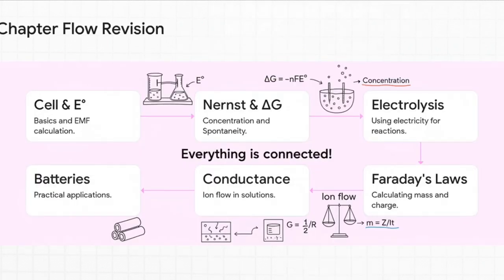So let's just take a step back and see how this whole chapter flows. It's a logical story, right? We start with the basic cell, then we figure out its standard EMF, or E0, then we use the Nernst equation to account for concentration and check spontaneity with delta G. From there, we flip to electrolysis and Faraday's laws, then talk conductance, and finally, we end with a real-world application, batteries. See? It all connects.